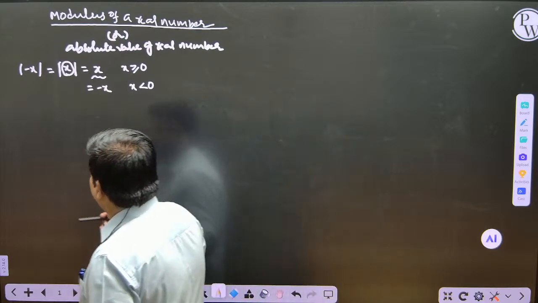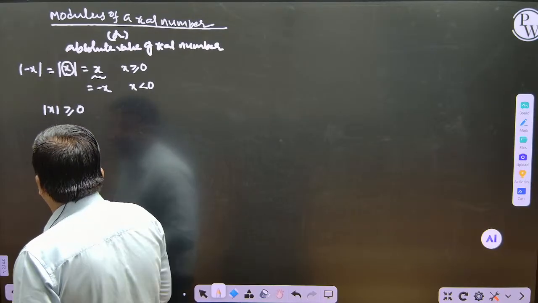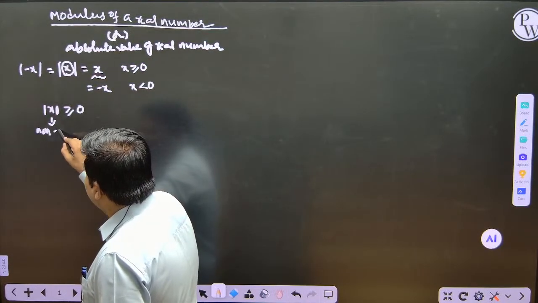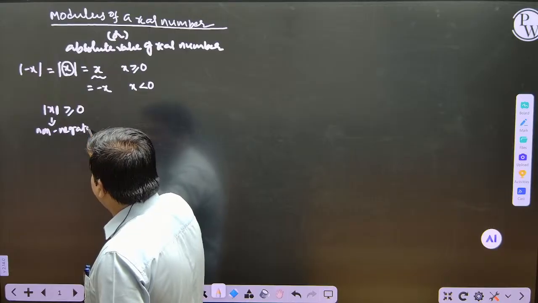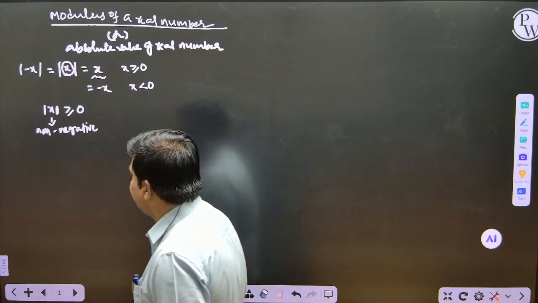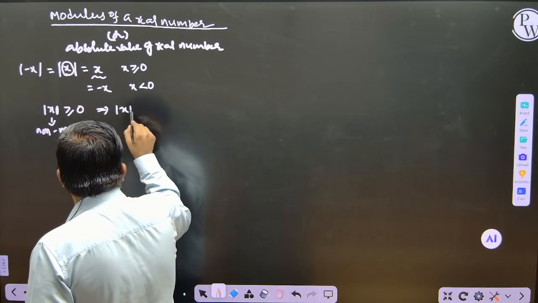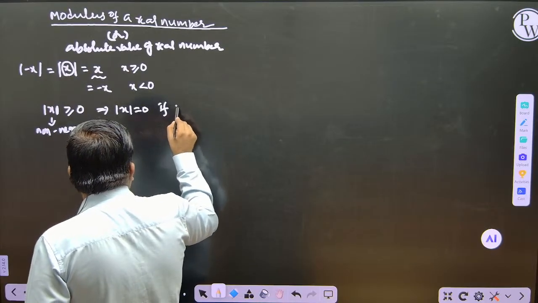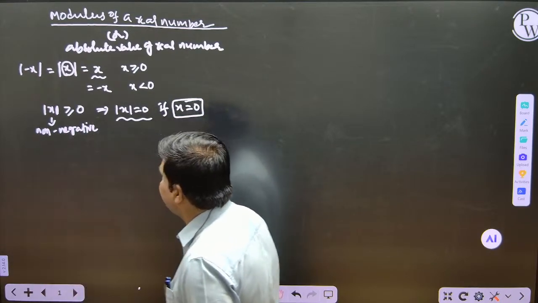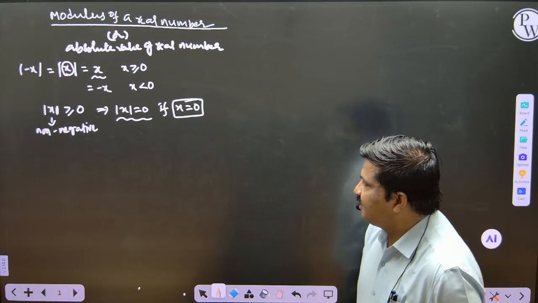Next, modulus of x is always greater than or equal to 0. That means modulus value is always a non-negative value. It implies mod x is equal to 0 whenever x is equal to 0. If x is 0, then mod x is 0. So that's why modulus of x is always greater than or equal to 0.